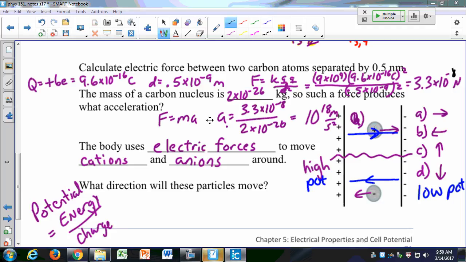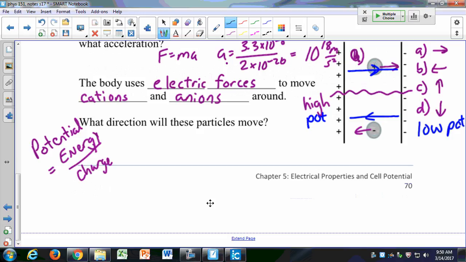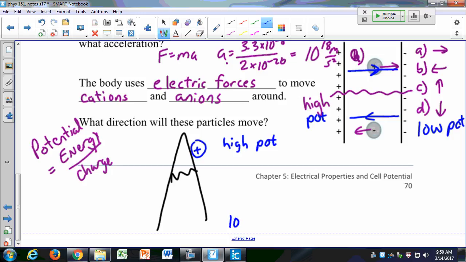I like to think of this as a mountain. You have a mountain, and then you put some ball on it. This is like my positive charge. Up here, I have lots of potential energy, so this is my high potential side. And down here, I don't have much potential energy at all. Because potential is a measure of energy per charge, it's very closely related to potential energy. So a positive charge is going to move from the area of high potential to low potential. It's like it's going to roll down the mountain.